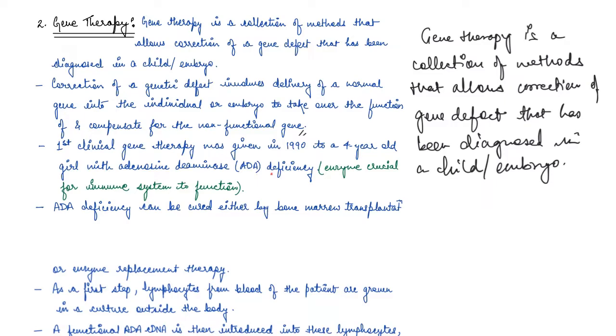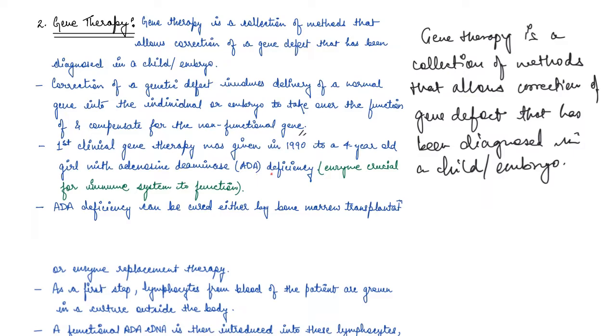Basically, genes are inserted into a person's cell or tissue to treat a disease, right? Correction of a genetic defect involves delivery of a normal gene into the individual or into the embryo to take over the functions of and compensate for the non-functional gene. So we introduce a normal gene, and this normal gene takes over the function of the non-functional gene because of which there is a defect.